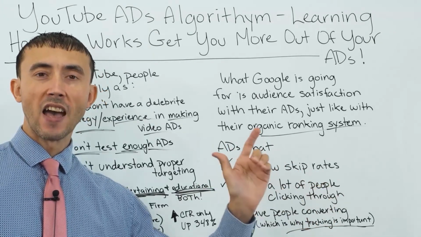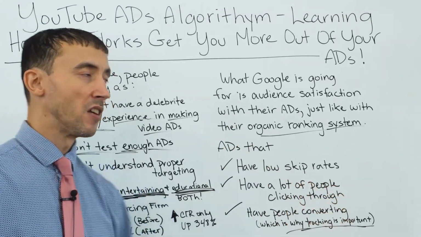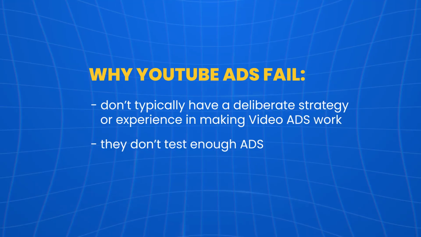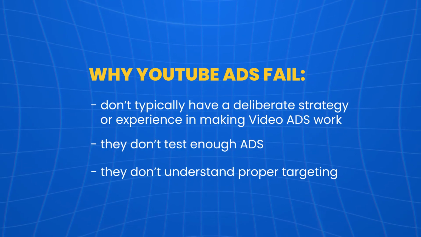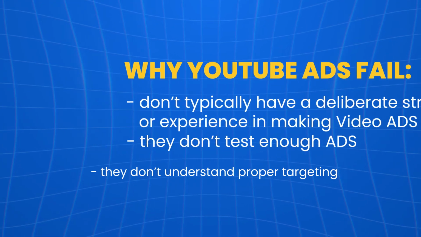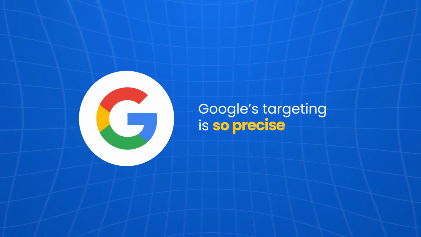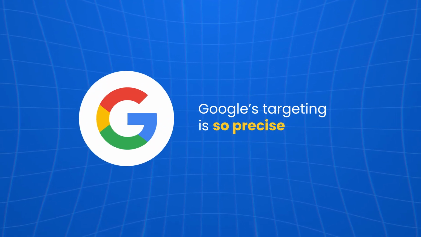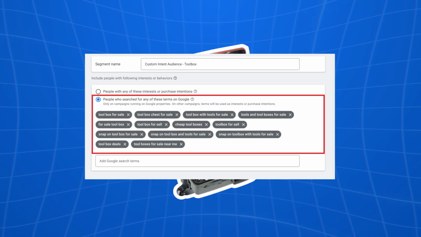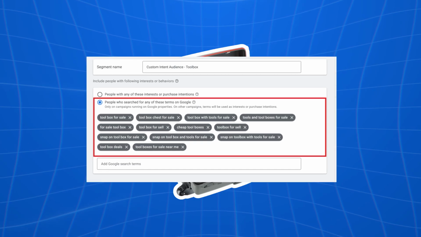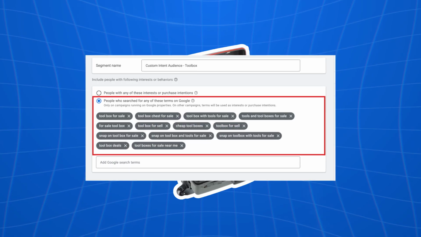And as a byproduct of that, they were forced to recognize our product or service and what the benefits were in the process. But the other main way that people don't get YouTube ads to work is they don't understand proper targeting. And I'll tell you from experience that this one is by far the easiest to do. Why? Because Google's targeting is so precise. If you're selling a toolbox, all you have to do is put together a custom intent audience targeting all the people typing in toolbox for sale, competitor toolboxes, all that, to make an audience of people to target.